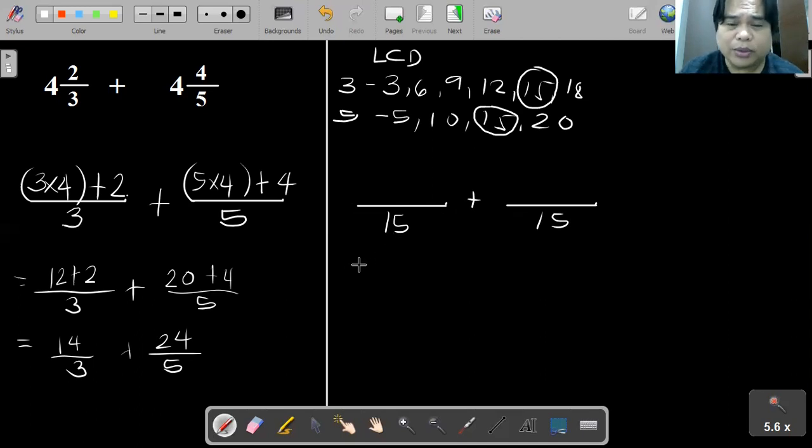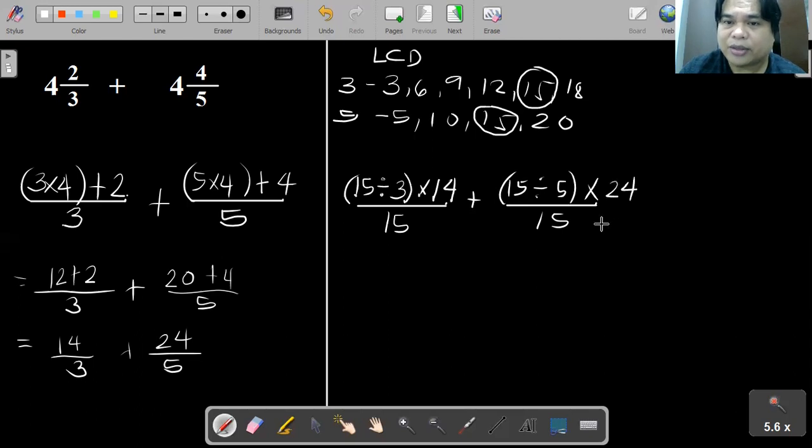So what you will do is you divide the new denominator by the old denominator. So this becomes 15. You divide it with the old denominator, which is 3, and then multiply it with the existing numerator, 14, right? Same goes with the other fraction. You divide the new denominator by what? By the old denominator. Okay, and then multiply it with the existing numerator.